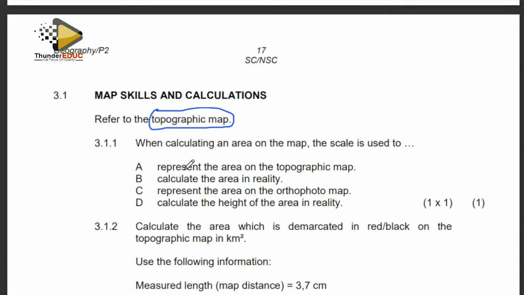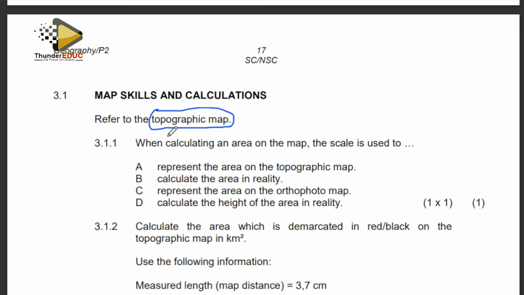By looking at this topographic map, we get the question. The question says refer to the topographic map. All right. And it says, when calculating an area on the map, the scale is used to: number one, represent the area on the topographic map; calculate the area in reality; represent the area on the orthophoto map; calculate the height of the area, the reality area.